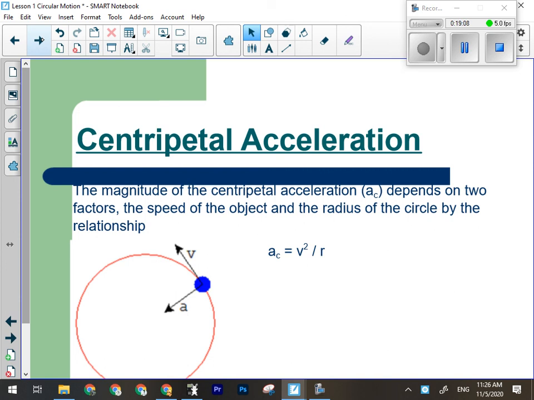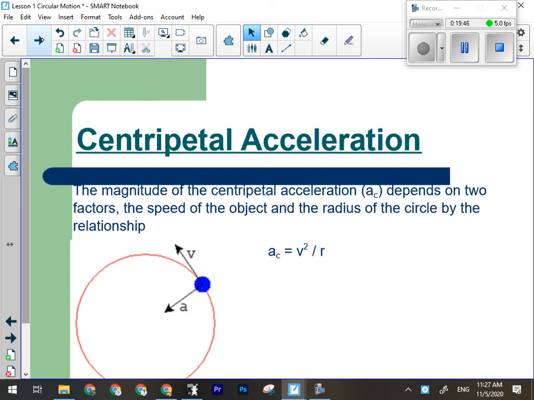Right, so centripetal acceleration can be calculated with this formula here. Your centripetal acceleration is your velocity squared divided by r. So as your velocity goes up, your centripetal acceleration goes up in what way? Linearly or exponentially? Exponentially. V is squared here. If I double my velocity, the acceleration I experience quadruples. So very, very quickly, it takes a lot more force to hold you in a circle.